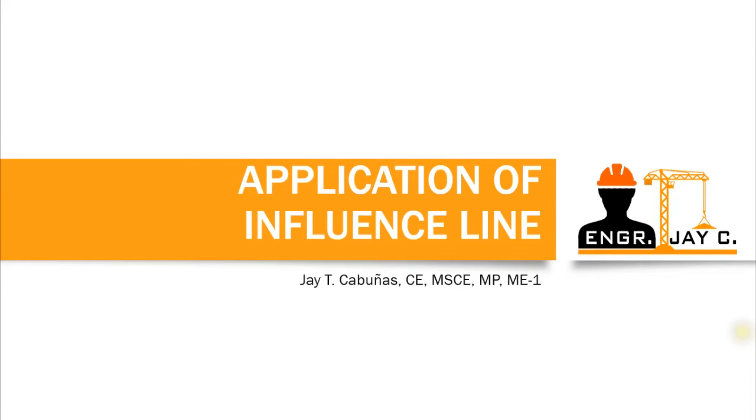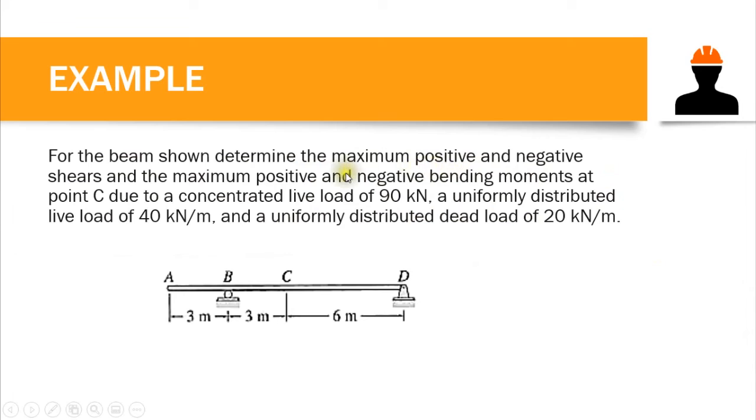So we will go directly with an example. For the beam shown, determine the maximum positive and negative shears and the maximum positive and negative bending moment at point C due to a concentrated live load of 90 kN, a uniformly distributed live load of 40 kN per meter, and a uniformly distributed dead load of 20 kN per meter. So in this example, we will try to solve the maximum positive and negative shear and also the maximum positive and negative bending moment with a given live load and uniformly distributed live load and a dead load.